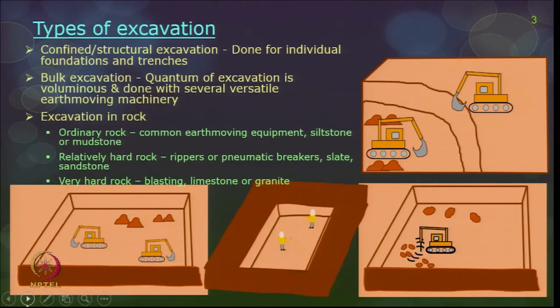So, it can be a trench excavation, or only for individual footings or foundations you cut the earth as a volume. So, you may use close cutting of earth only in specified locations, then that is primarily called confined or structural excavation. The next type is bulk excavation, wherein your quantum of excavation is voluminous and you may have to use several equipment, as shown in the figure here, which may be moving around the site for cutting off the earth.